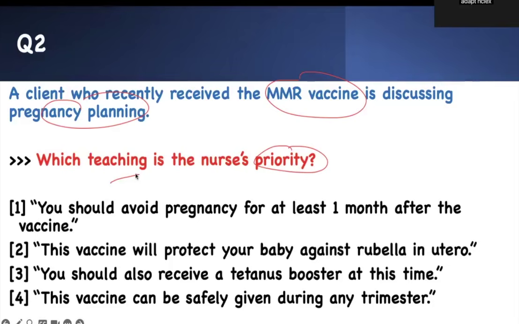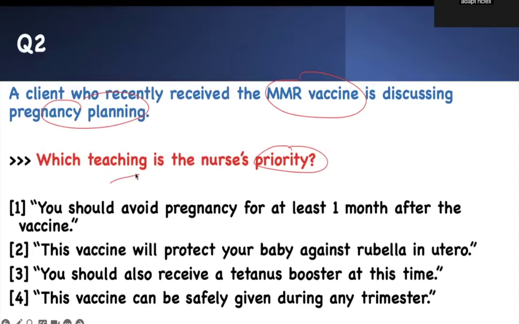What do you think? You can see some of the answer choices are contradicting each other. There's test-taking strategy, and some of them are stating fact, but the fact may not answer the question. Look at the way I'm looking at them. You can stop the video and answer it yourself. This vaccine will protect your baby against what? Rubella in utero. Of course, yes, it's good, but it doesn't answer the question. What do you teach the patient? You should also receive a tetanus booster at this time. It does not answer the question.